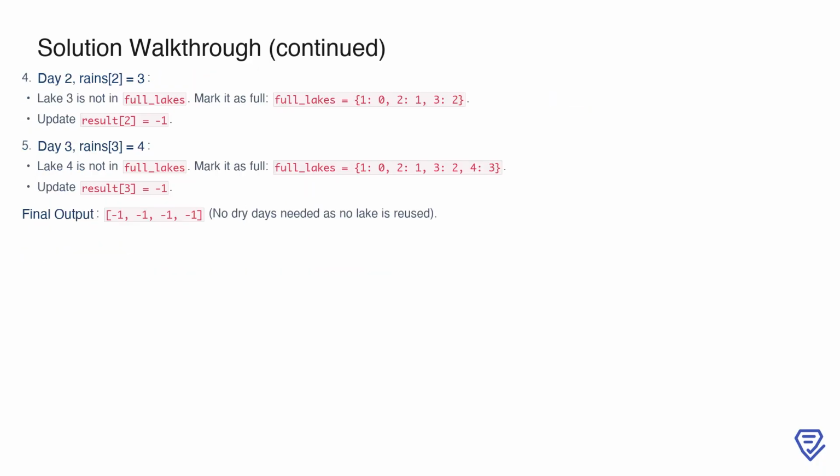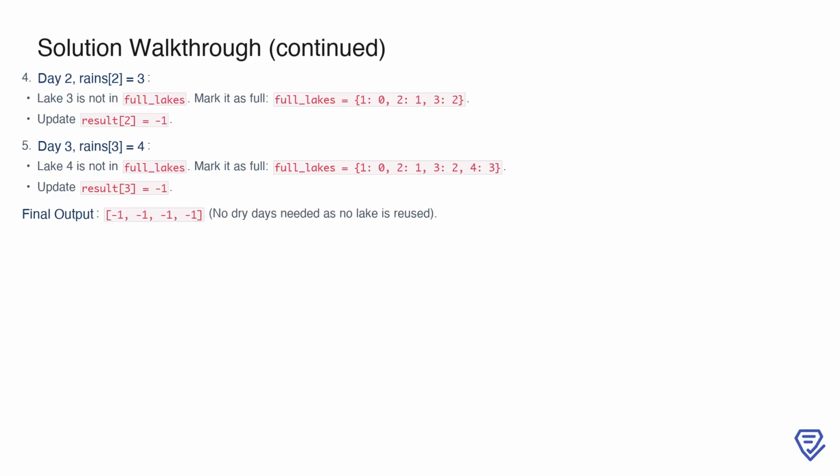Now, on day 2, Lake 3 receives rain. Since it's not already full, we add it to the full_lakes map and associate it with day 2. The result for this day remains -1 because no further action is required. On day 3, Lake 4 receives rain. Like the previous days, this lake is not yet in the full_lakes map, so we mark it as full and associated with day 3. The result for day 3 is -1.